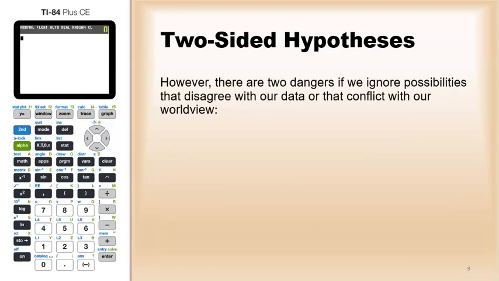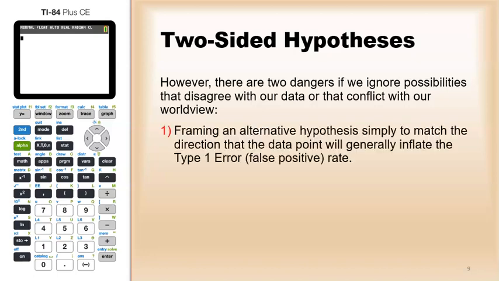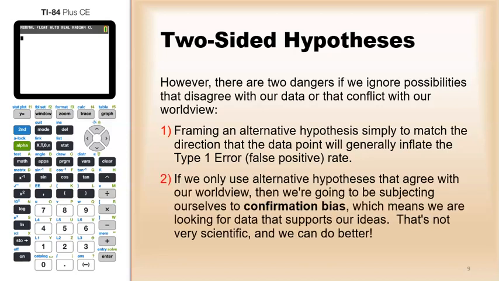However, there's 2 problems when you only look at one side. So if we ignore possibilities that disagree with our data or conflict with our worldview. First, framing an alternative simply to match the direction of the data will generally make a type 1 error more common. So it'll inflate the type 1 error rate. Also, if we only use alternative hypotheses that agree with our worldview, then we're going to be subjecting ourselves to confirmation bias. And this means that we're looking for data that supports our ideas. Not particularly scientific, and we can do better.